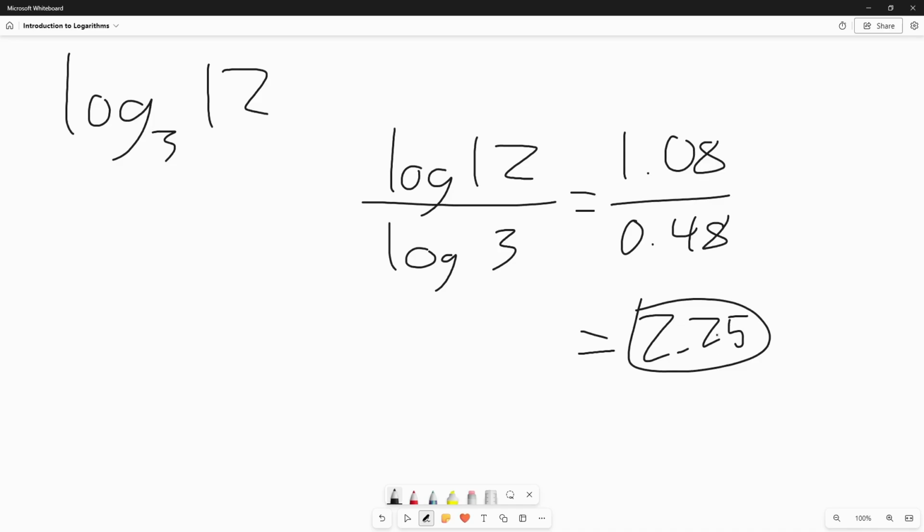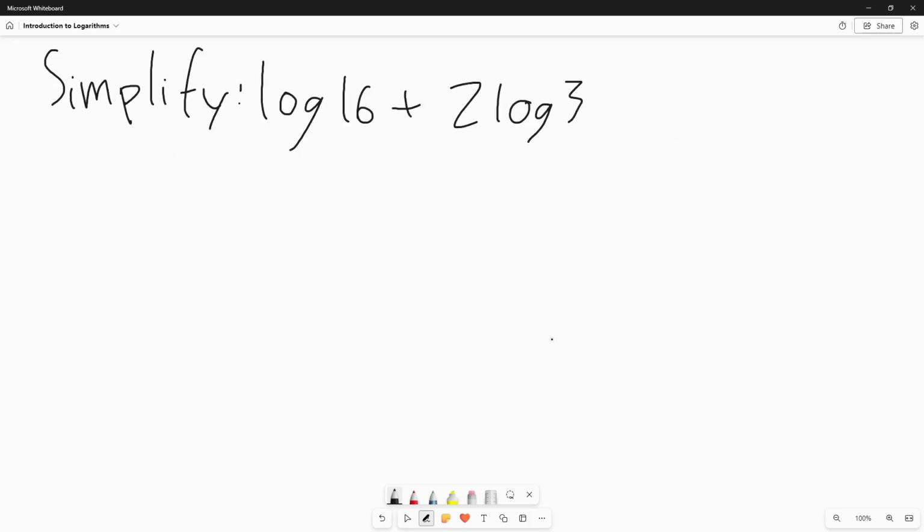And this number is not something that you could get just by trying to put this into your calculator, because a lot of scientific calculators do not allow you to put base 3 into the log. But using the change of base, we now are able to put this into our calculator and get a decimal value. Now let's do another practice problem.